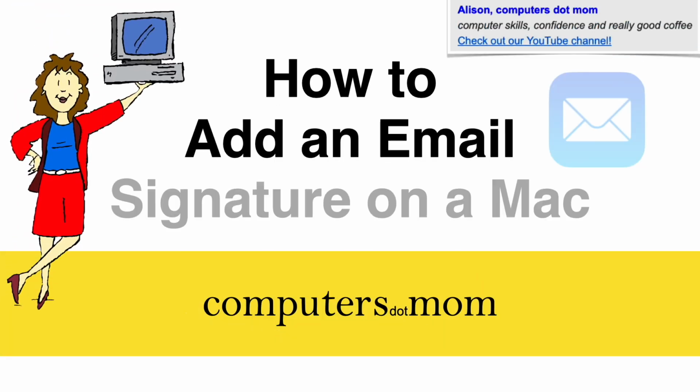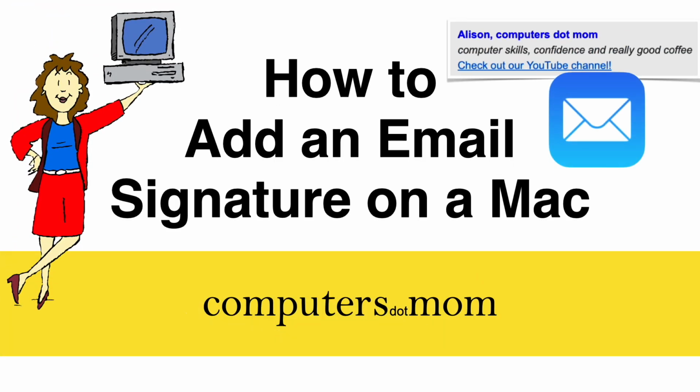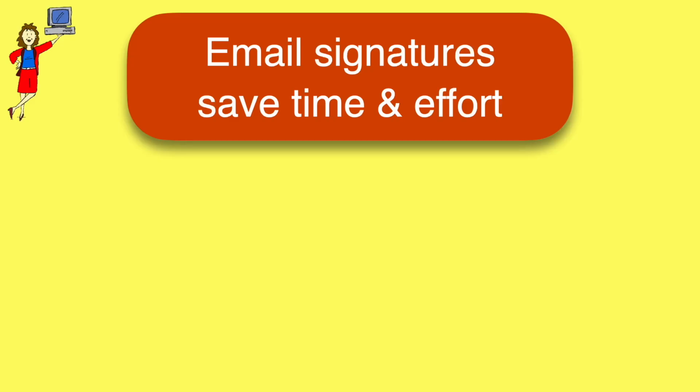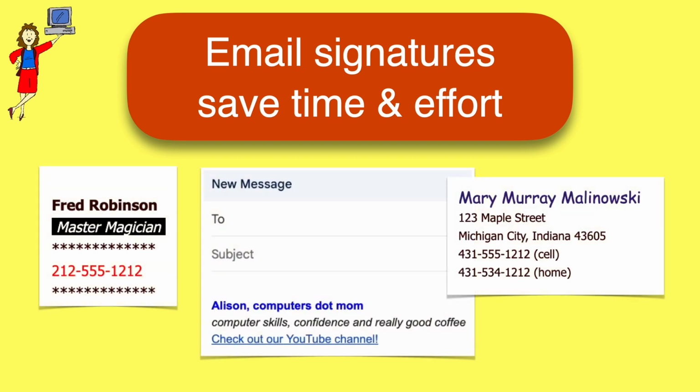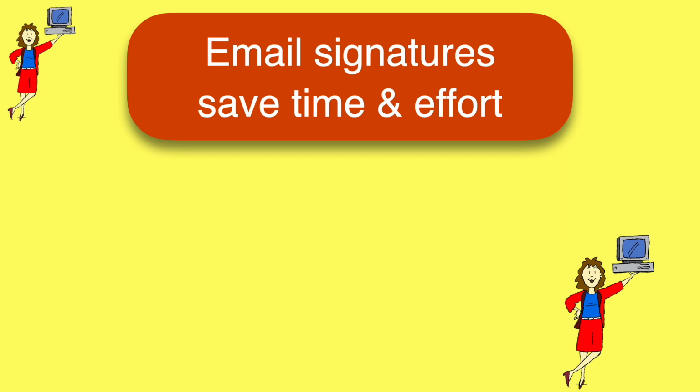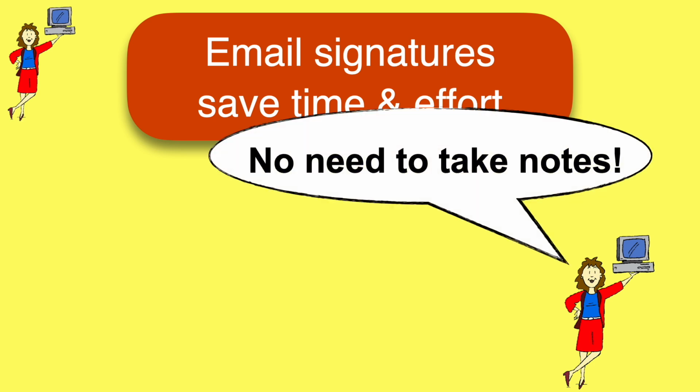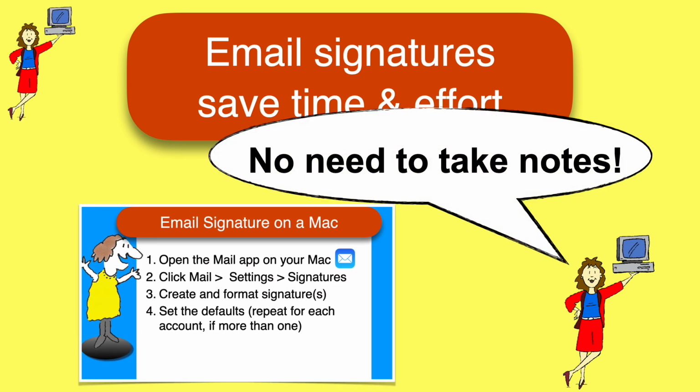In this quick video, we'll show you how to add a signature, or several if you want, to your email on a Mac. It's quick and easy to do, and it can both save you a lot of typing and make your email look more professional. As usual with our videos, don't worry about taking notes as you watch, because you'll find a one-page recap of the steps at the end of the video.